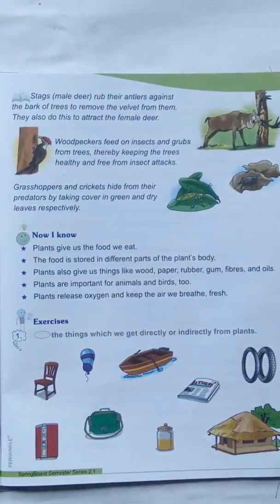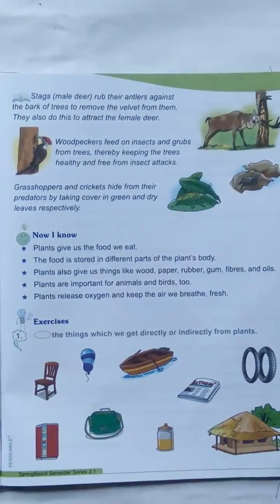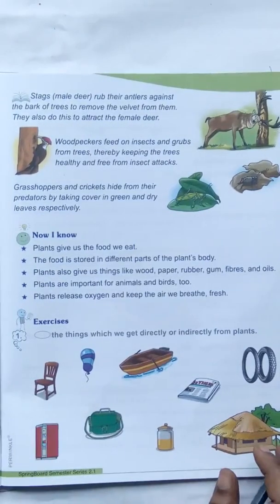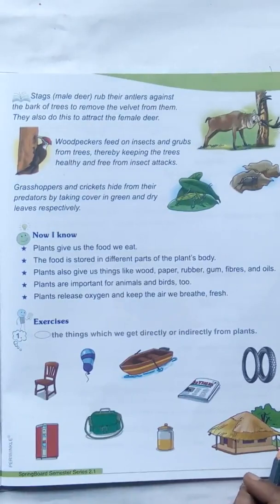Okay. Finally, children, what did we learn in this chapter? Yes, we learnt plants give us the food we eat. The food is stored in different parts of the plant's body. Plants also give us things like wood, paper, rubber, gum, fibers and oils. Plants are important for animals and birds too. Plants release oxygen and keep the air we breathe fresh.